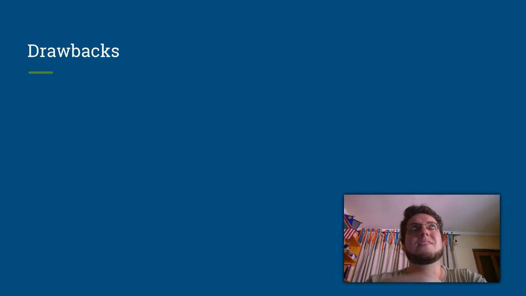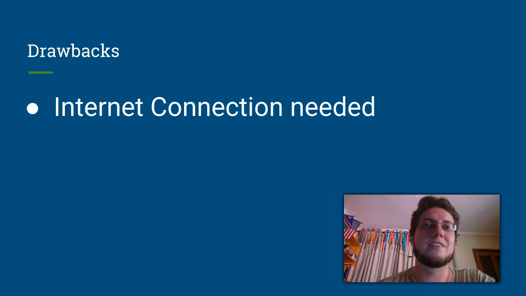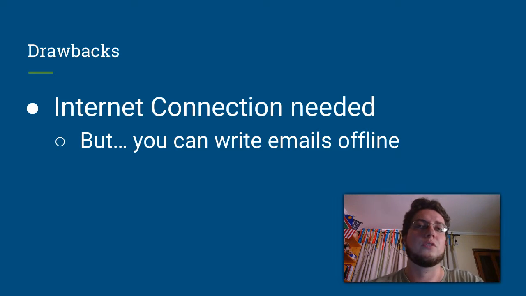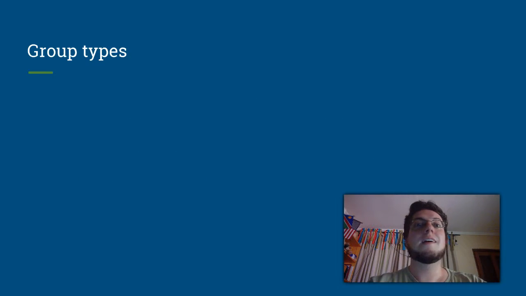And what about drawbacks? Does this have any drawbacks? Probably the main drawback to groups is the fact that you need an internet connection to go into the interface. If you want to join a group, if you want to manage a group, that does require an internet connection. However, communicating with a group can be done through email, like I mentioned before. So you could type your email offline, and then when you connect, it's sent through, and you've worked with the group just like that.